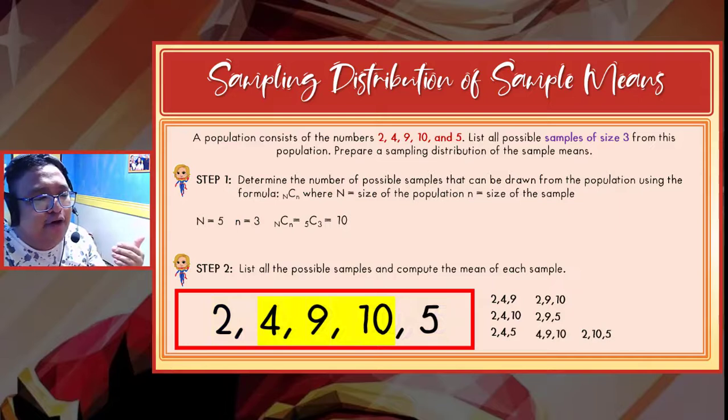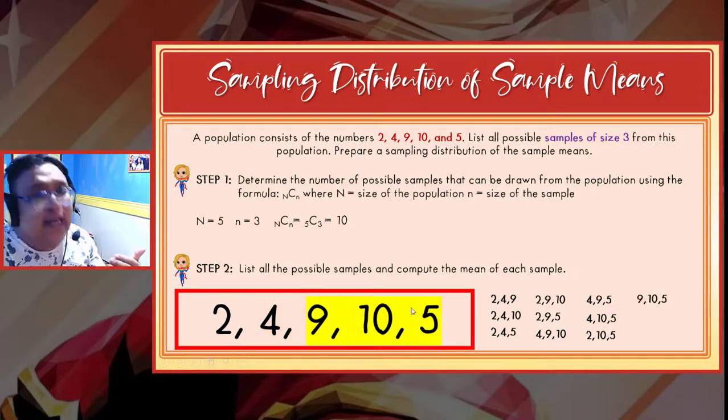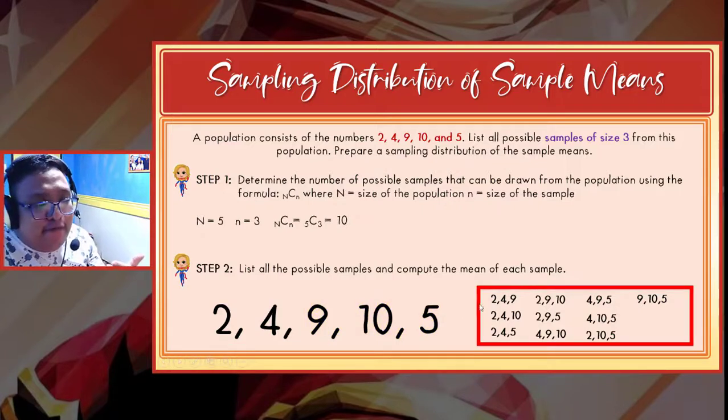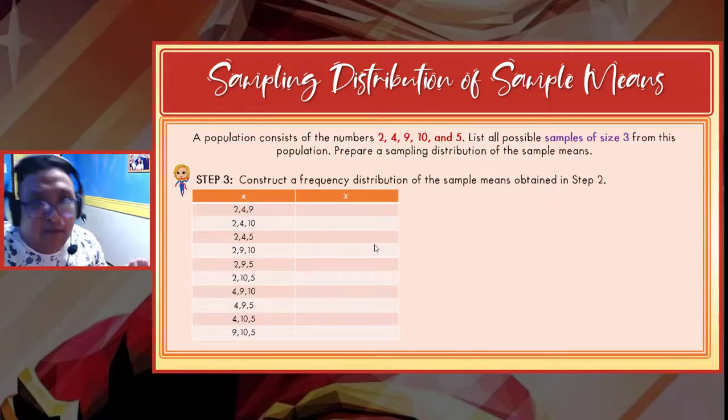2, 10, 5, 4, 9, 10. So, we have 4, 9, 5 now. And then we have 4, 10, 5. Alright? So, ilan na lahat to? So, we have already 9. So, kitang-kita, ang nawawala na lang, di itong pangatlo, sa pangatlo ka naman tumingin. So, 9, 10, 5. Okay? Now, we already have the 10 possible samples, diba? So, 10 na lahat yan. Okay? So, yan yung gagamitin natin para sa step 3.